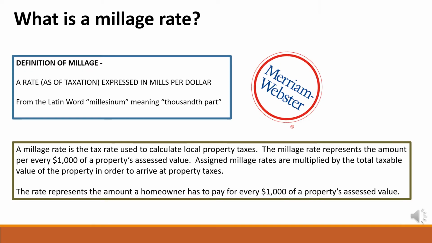So now that we know why we have a millage rate, let's talk about what it is. A millage rate, as defined by the dictionary, is a rate expressed in mills per dollar, a Latin word that basically means the thousandth part. Here's what it really means to us. It's the tax rate used to calculate local property taxes, and it represents the amount a homeowner has to pay for every $1,000 of a property's assessed value.